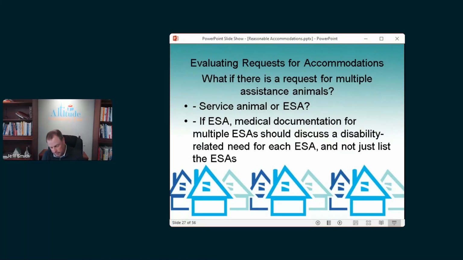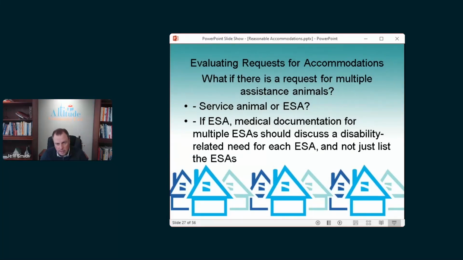In terms of an ESA, again, there is no training for that. So we've had some success with limiting the number of ESAs an individual can have. We try to point out that they need to have medical documentation for the multiple ESAs. It should discuss a disability-related need for each ESA and not just list the ESAs. The CCRD here in Colorado is very liberal and very pro-owner. They've had battles with the Supreme Court with the cake case. I mean, there's lots of things that have gone on. The law should say that they need to have those things. The CCRD does not always believe that.